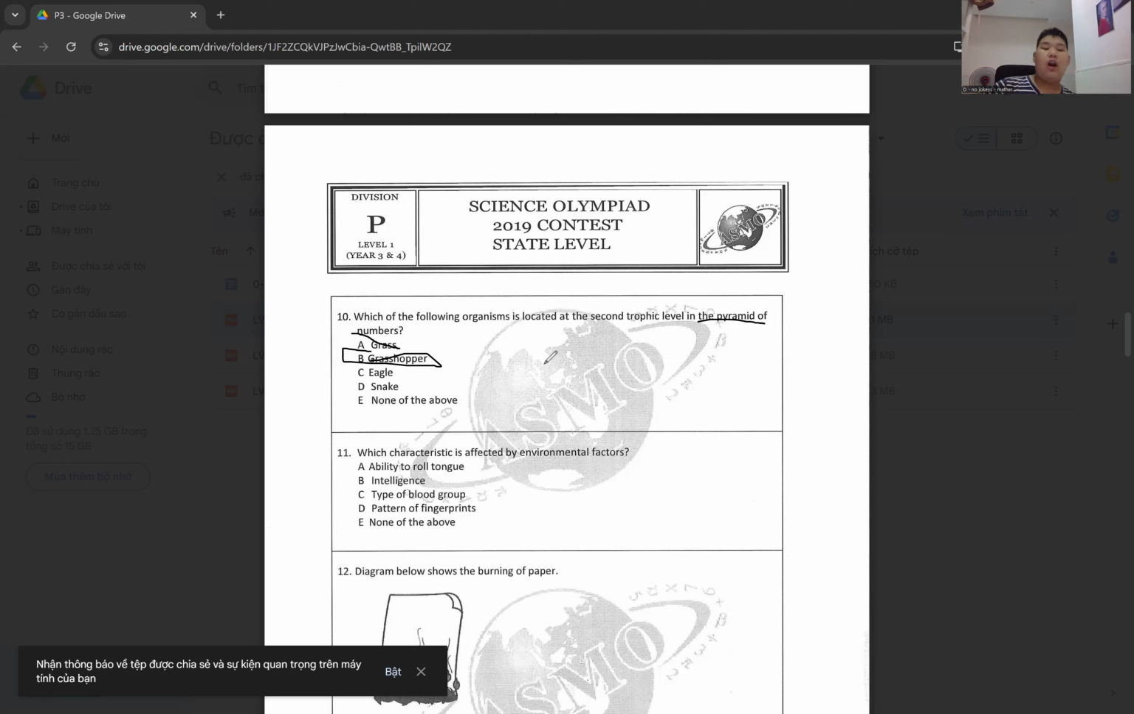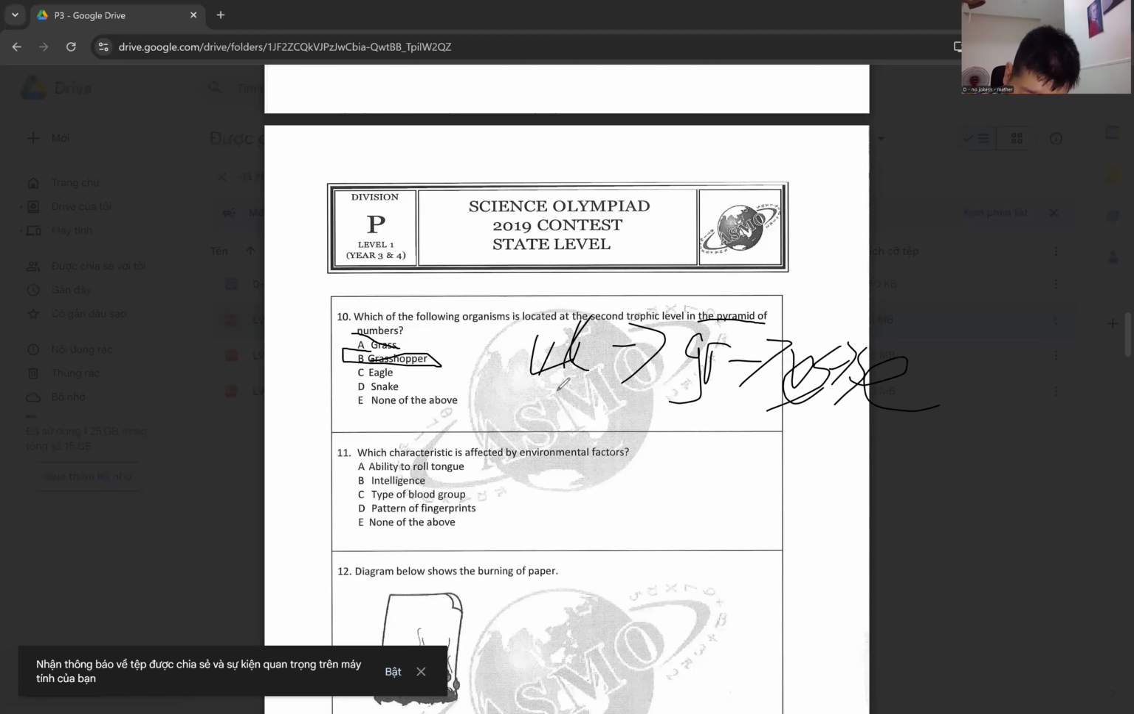So basically, the second trophic level is the second animal, the second thing. Firstly, it starts with grass, and then it goes to a grasshopper, and then it goes to a snake and then an eagle. Sorry. As you can see, this is the first trophic level, this is the second, this is the third, and this is the fourth. Well, as you can see, the grasshopper is at the second stage.